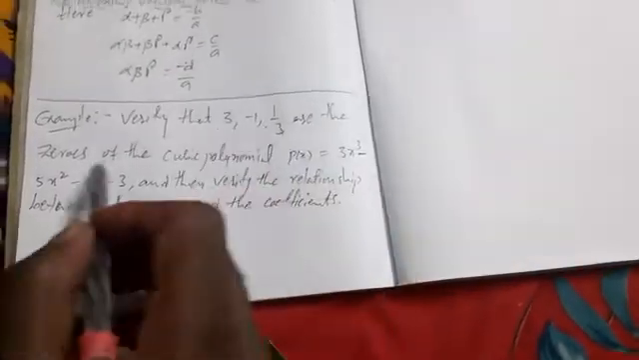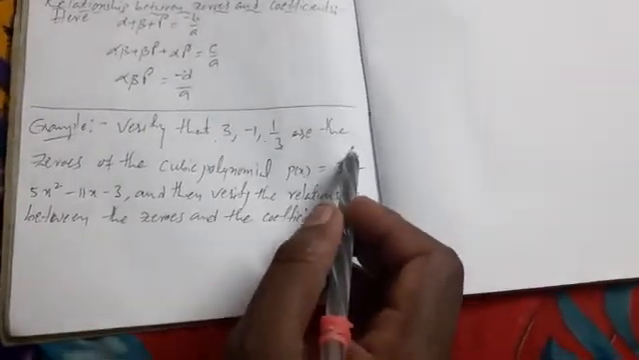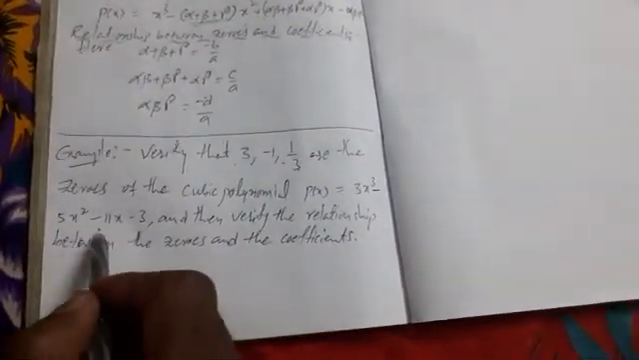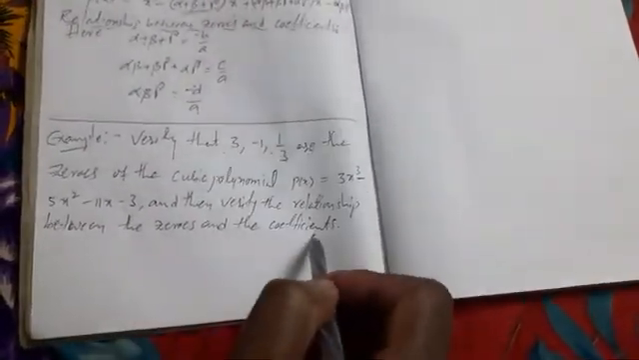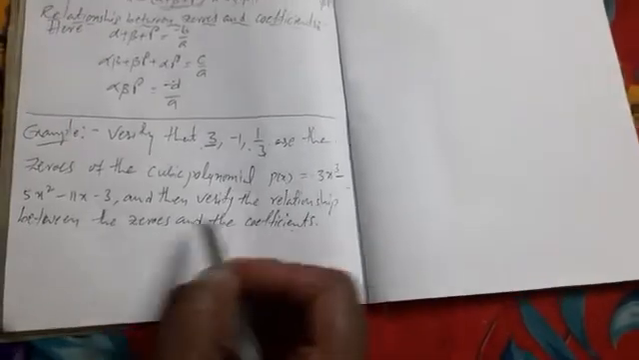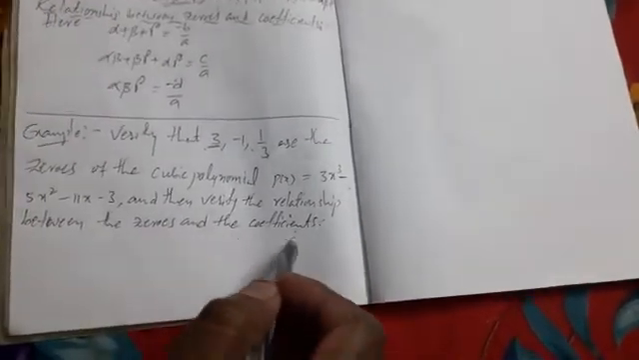Now we are going to discuss one example problem. Verify that 3, minus 1, and 1 by 3 are the zeros of the cubic polynomial P of x is equal to 3x cube minus 5x square minus 11x minus 3, and then verify the relationship between zeros and coefficients. Now we are going to show these numbers are zeros of the cubic polynomial, and also verify the relationship between zeros and coefficients.